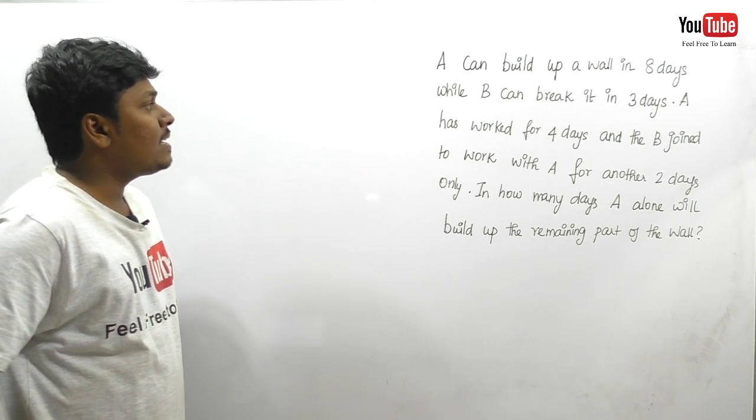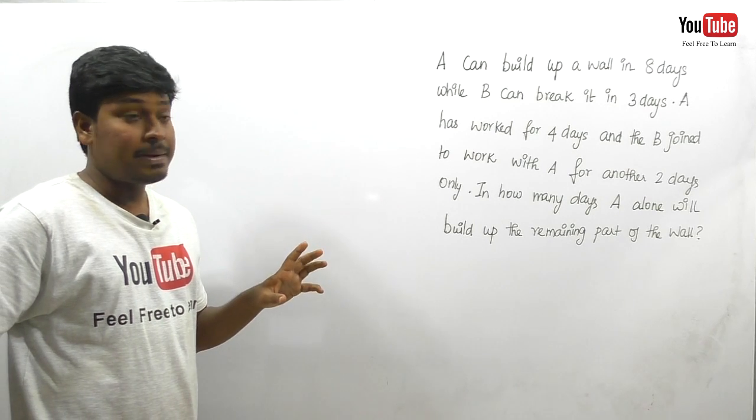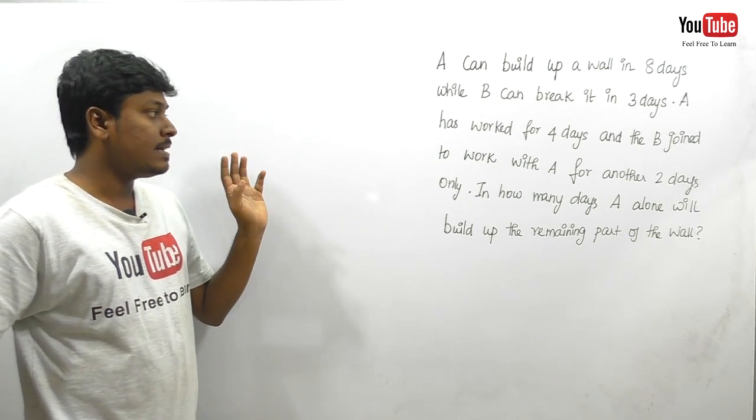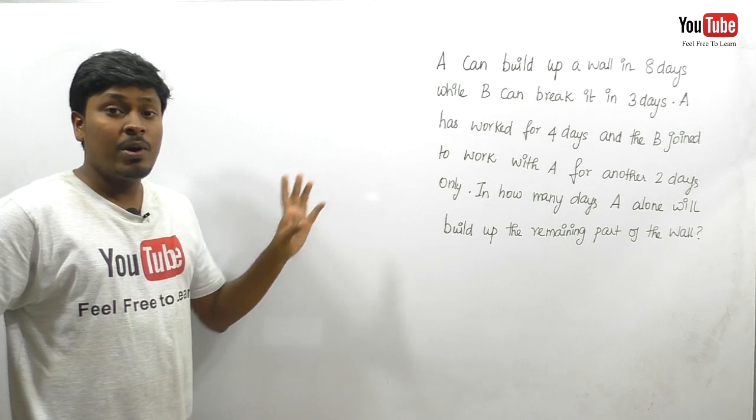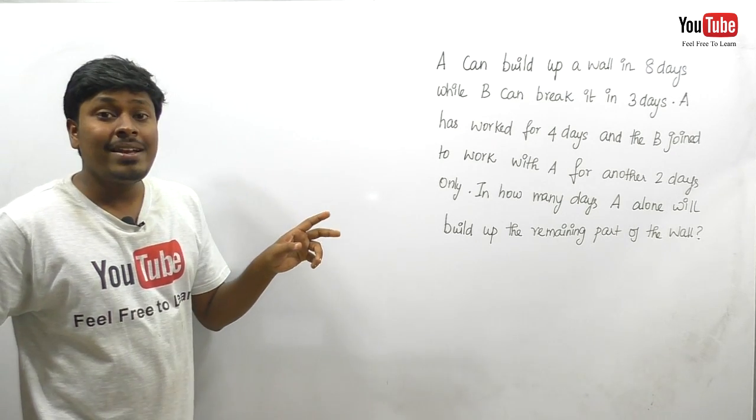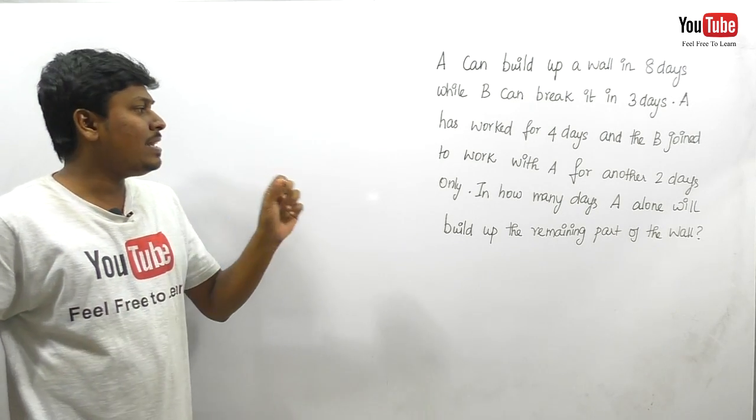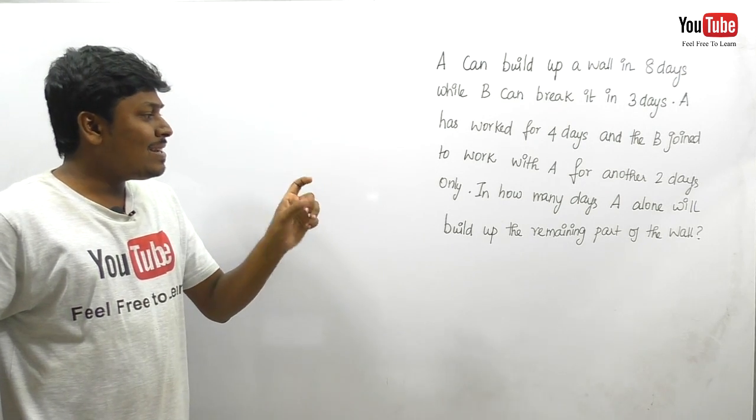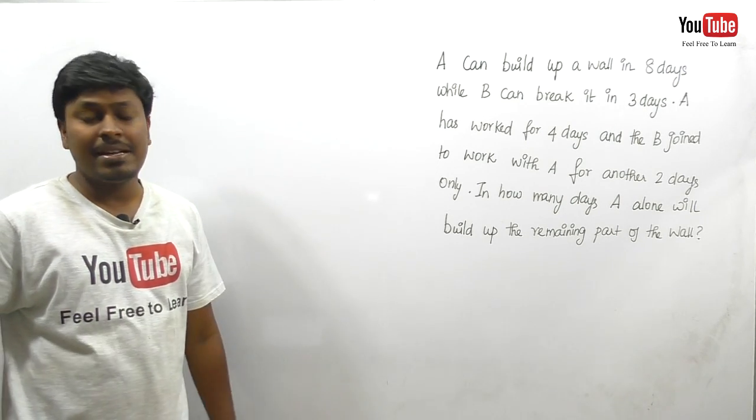Okay, friends, they have said that A can build a wall in 8 days, but B can break it in 3 days. A starts the work and worked for 4 days, and then B joined with A only for 2 days, and we need to find in how many days A alone will complete the remaining part of the work, right?